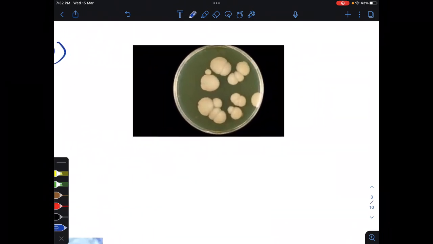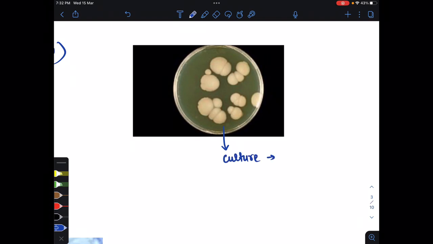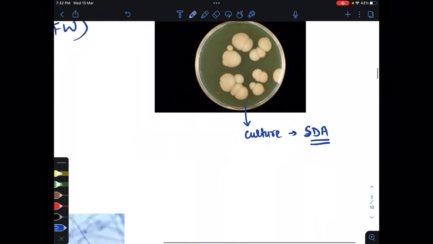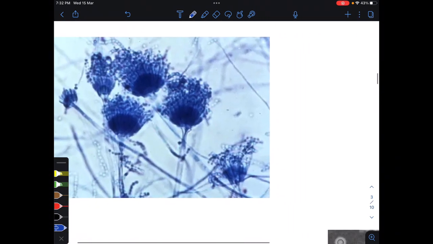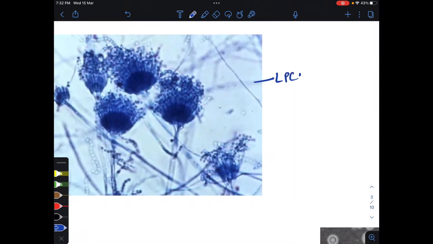Now in this image we see that there is a culture, the organism is growing. So which medium do we use for culture? We use SDA, Sabouraud dextrose agar. But if we have to see the morphology of the culture, then we use the LPCB, lactophenol cotton blue. As the name has blue, here we can see it has blue color.